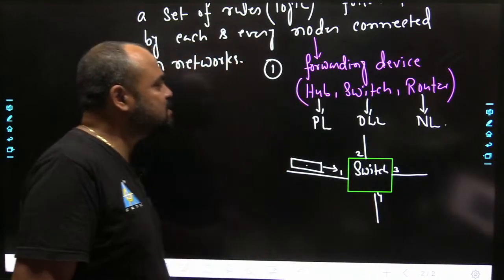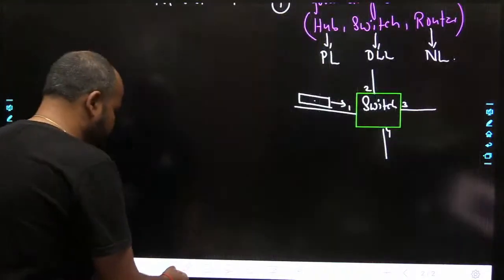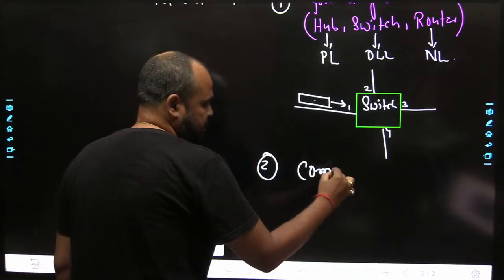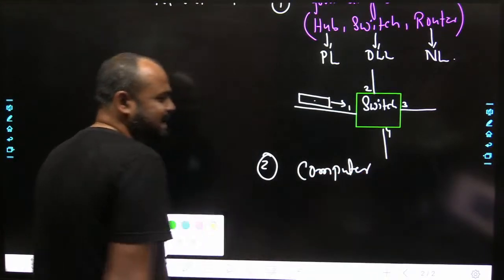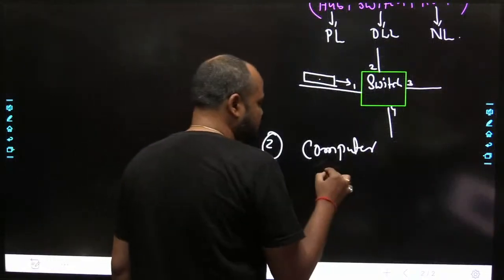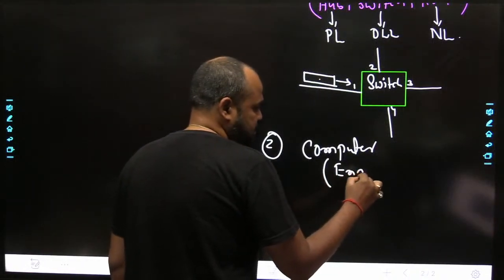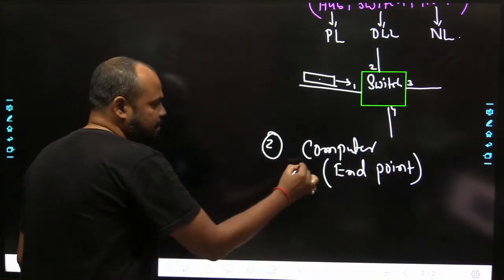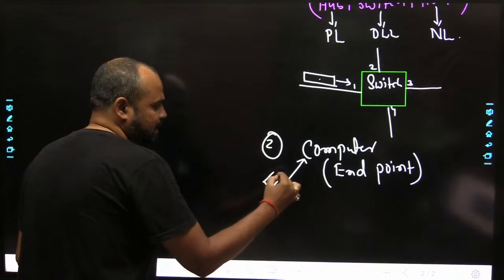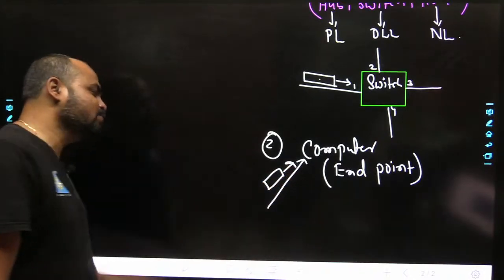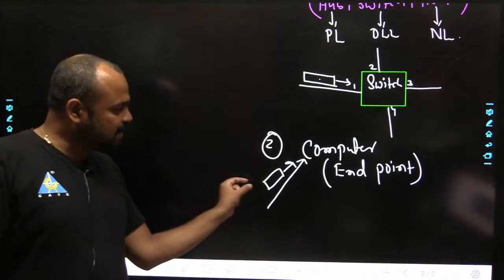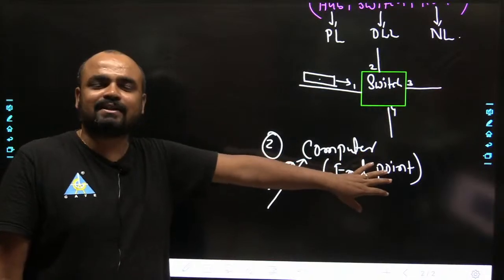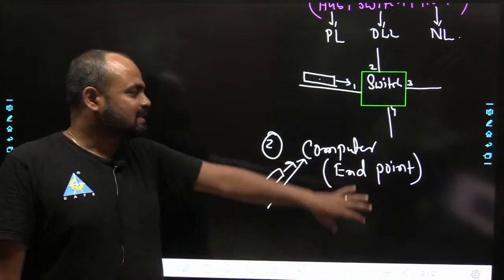So either the device could be a forwarding device, or it could be a computer. Once you say the term computer, this is the end point. Because once the packet reaches this computer, it will never go anywhere else. Once the packet reaches this computer, the packet is not going anywhere else, because this is the end point.